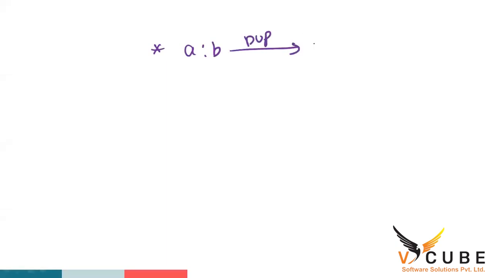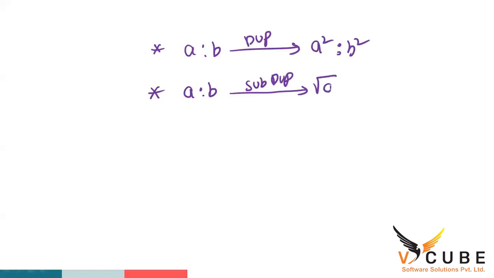A is to B, duplicate ratio is A square is to B square. For example, next point, A is to B, subduplicate ratio is root of A is to root of B, guys, here. Root of A is to root of B.